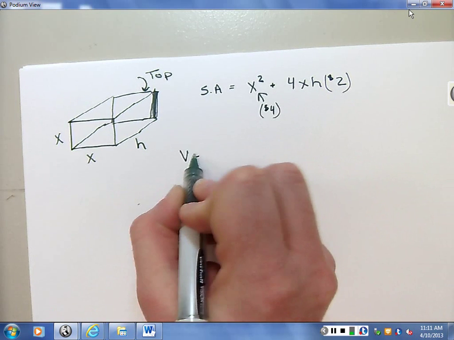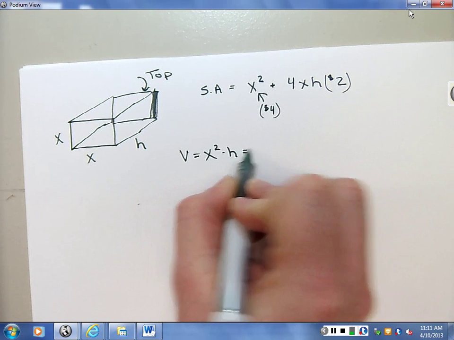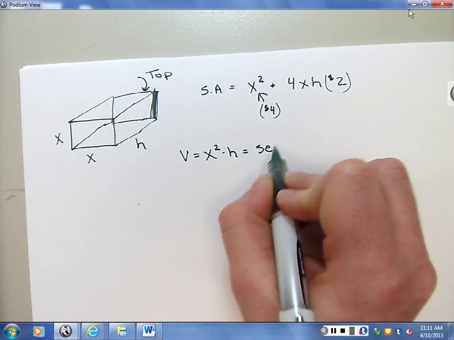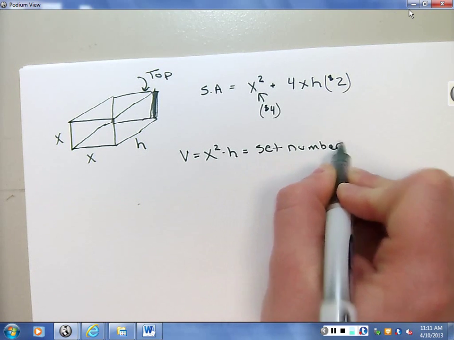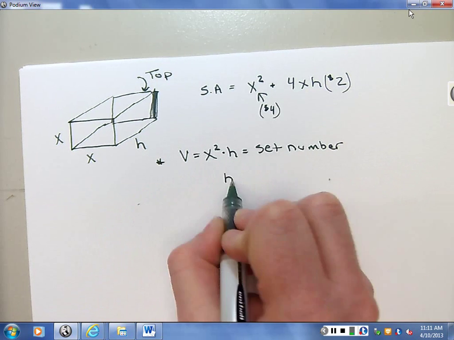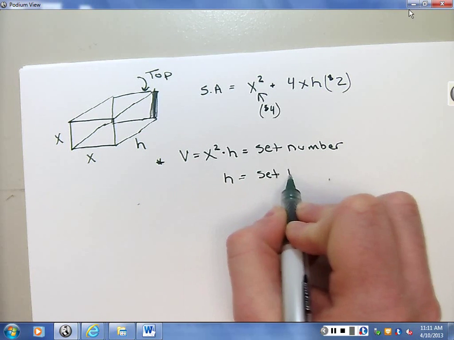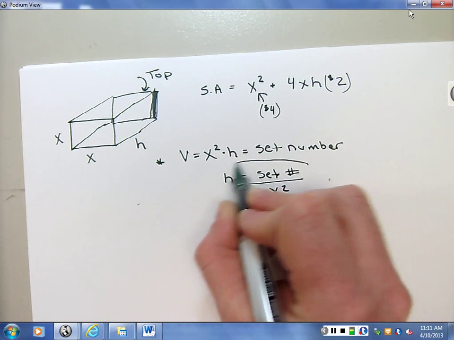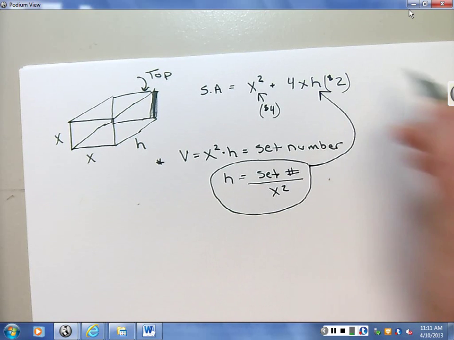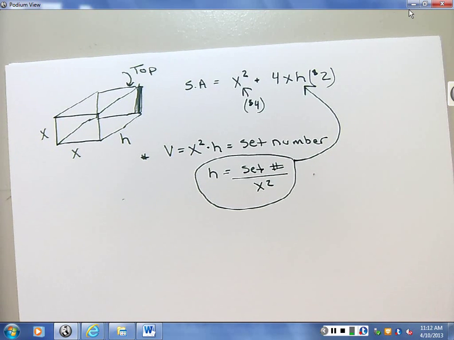So your volume, being x squared times h, is some set number. You use this to get h in terms of x, so h is this set number divided by x squared. Then you can plug this into the equation for surface area so that you get surface area as only a function of x. Once you get that, you differentiate, set it equal to 0, find a critical point, and confirm that it's a maximum or a minimum critical point. I guess I tried to do it almost backwards. Okay. Does that make sense now?